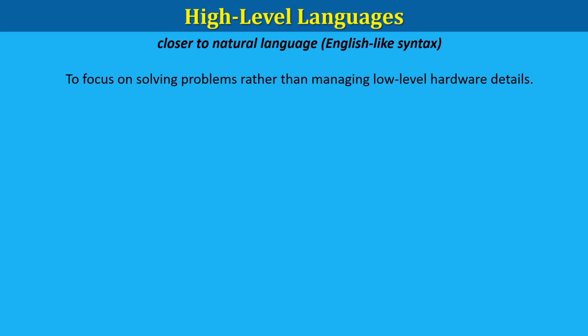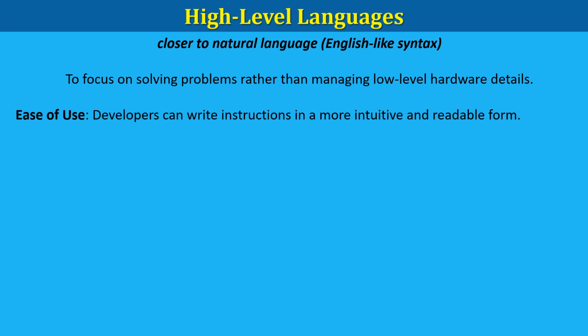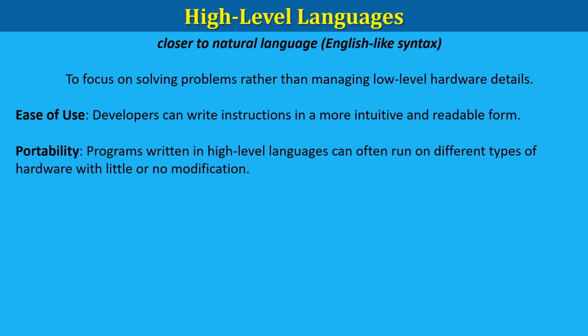High-level languages are closer to natural language, just like English syntax. They abstract away the complex details of computer hardware, allowing programmers to focus on solving problems rather than managing low-level hardware details. Ease of use, developers can write instructions in a more intuitive and readable form without needing to worry about specifics like memory addresses or CPU instructions. Portability, programs written in high-level languages can often run on different types of hardware with little or no modification thanks to the use of compilers and interpreters.